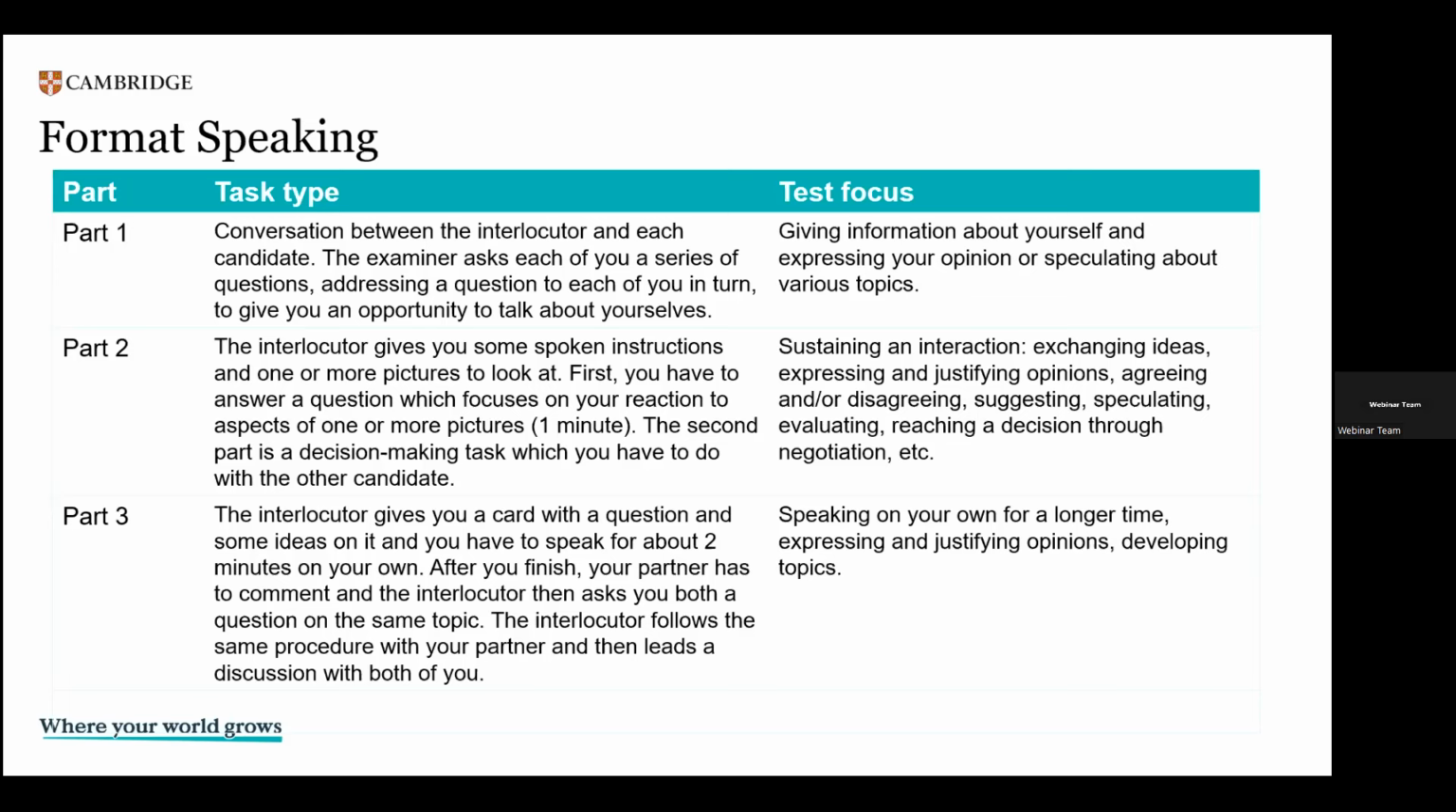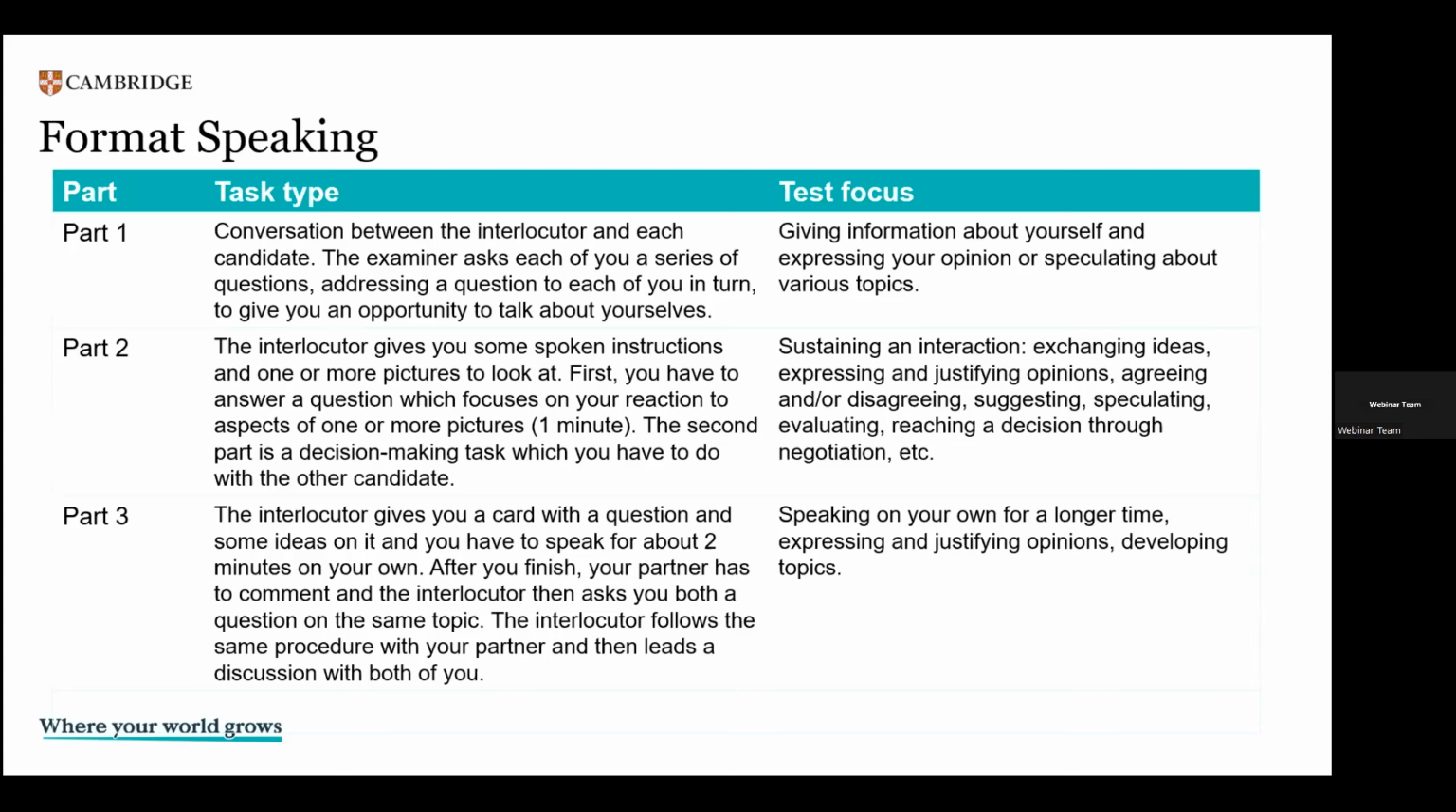In part two, this is different from the other Cambridge exams lower down, in that part two is the collaborative task. You're given a set of photographs, and the examiner will first ask you to look at one or two of the photographs and have a conversation, a reaction to those photographs. And then there is a decision-making task, which is also working together based on all of the photographs.